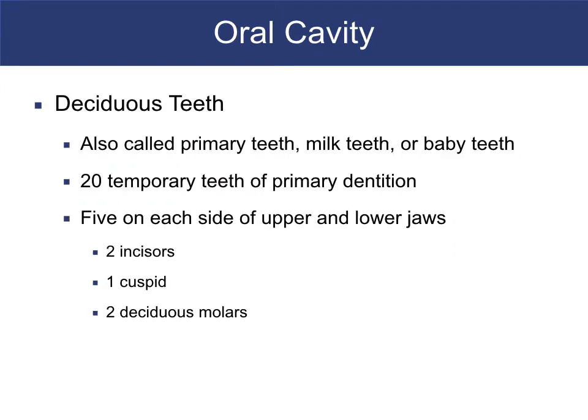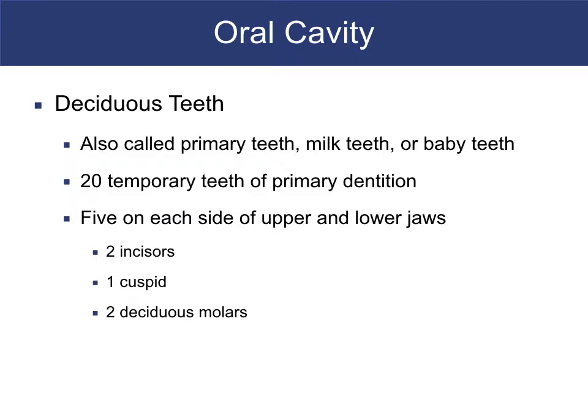Deciduous teeth are also called primary teeth, milk teeth, baby teeth. We basically have 20 baby teeth, 5 on each side, 5 up, 5 down on the right and left. Total of 20 baby teeth.